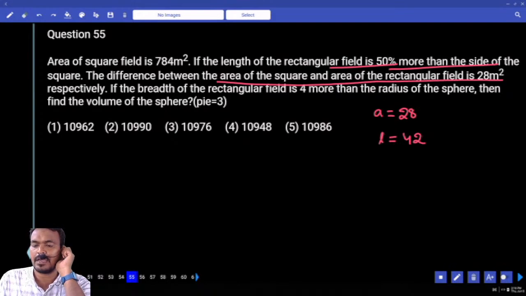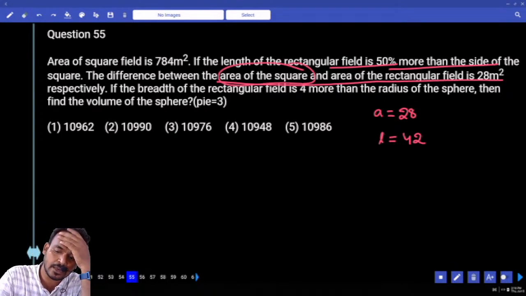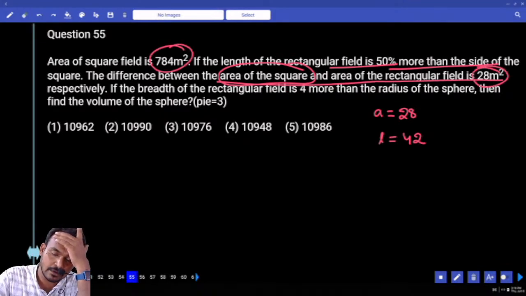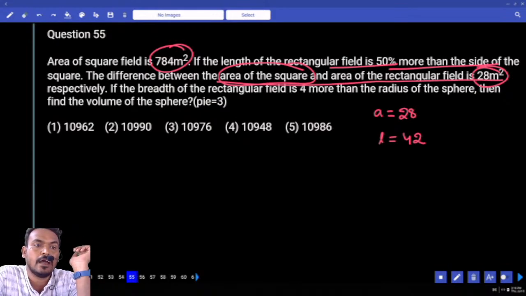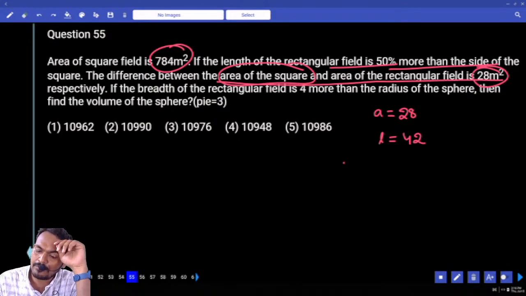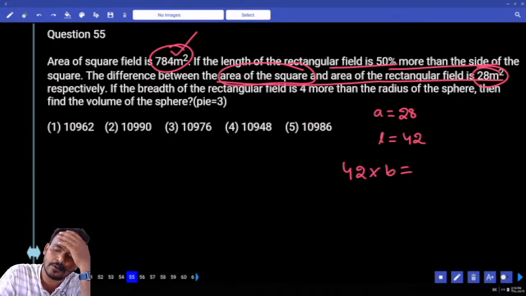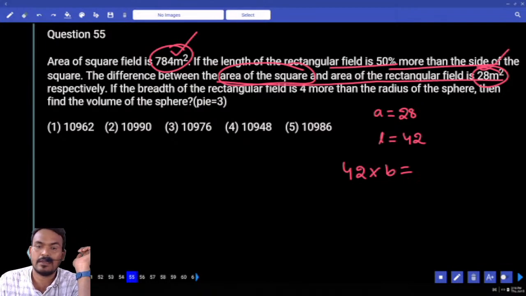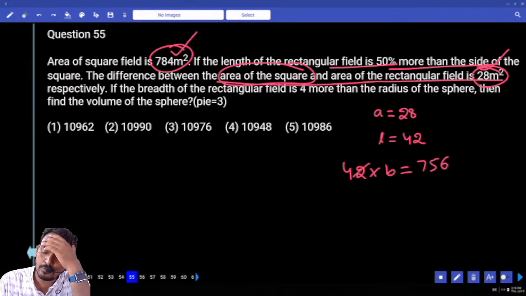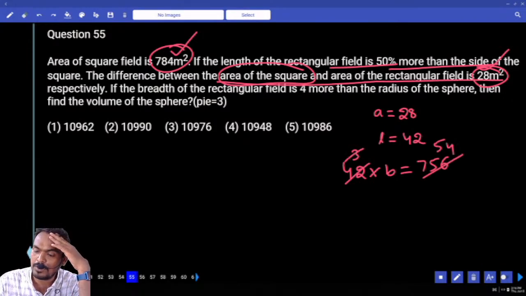Area of a square and area of a rectangle. What is the first one here? Square is given or rectangle? Square. Out of 784 we subtract 28. That is equal to the area of the rectangle. What is the area of a rectangle? L into B. 42 into B equals 784 minus 28. 784 minus 28 is 756. Yes or no? 14 how many times? 3 times. 14 5 times. 4 times. 3 how many times? 18. B value is 18.